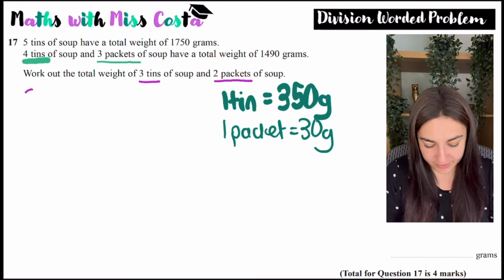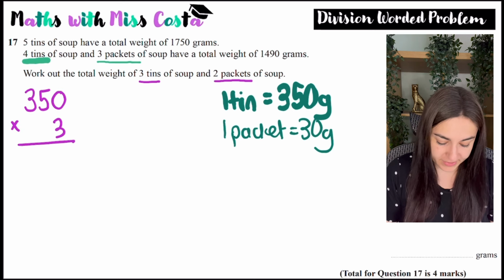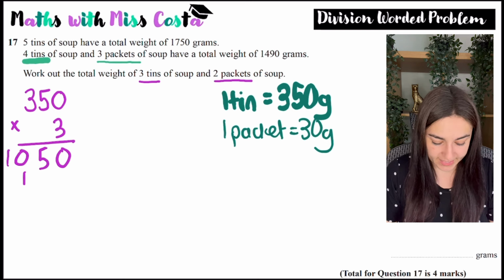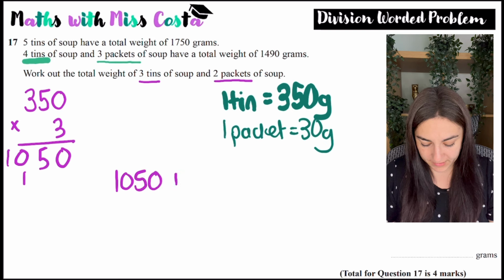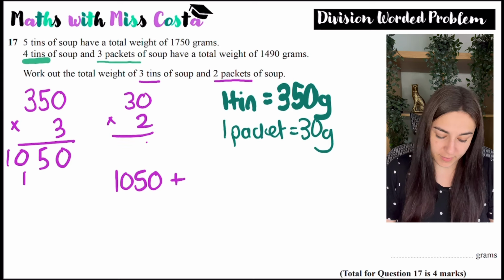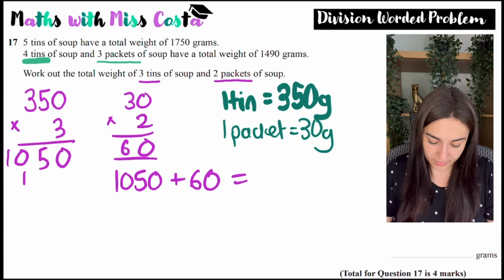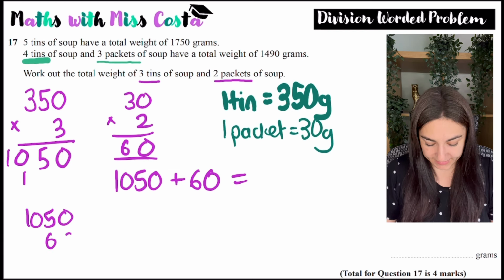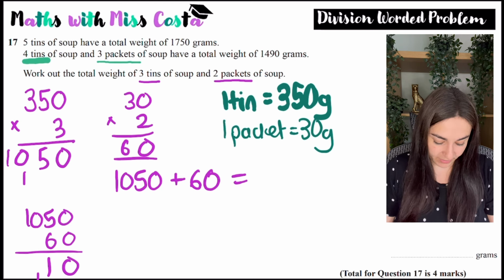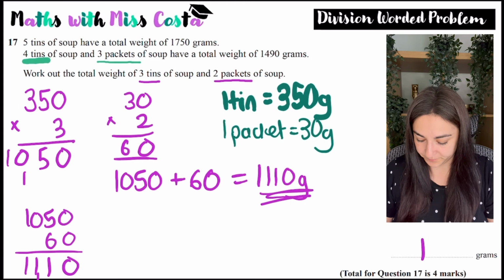So if 1 tin is 350, I do 350 times by 3 to work out what 3 tins would be. 3 times 0 is 0, 3 times 5 is 15, 3 times 3 is 9, add the 1 is 10. So that would be 1,050 plus 2 packets, so I do 30 times by 2, 2 times 0 is 0, 2 times 3 is 6. So I do 1,050 plus 60, which is, if I need to do it like this, then that's fine. 0 plus 0 is 0, 5 plus 6 is 11, 0 plus 1 is 1, and that leaves me with 1,110 grams.